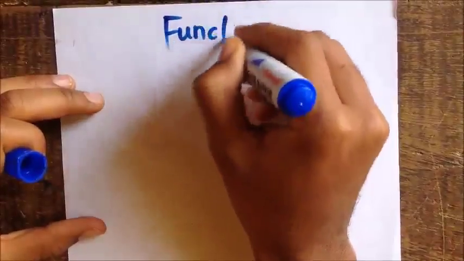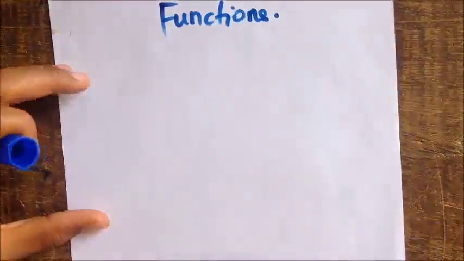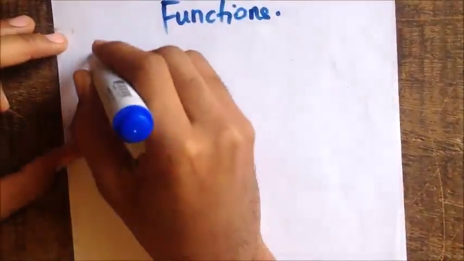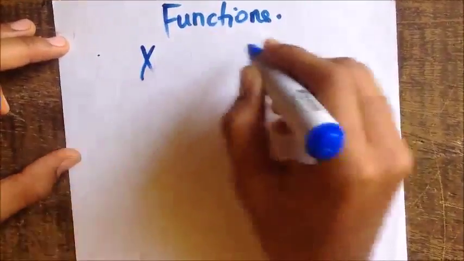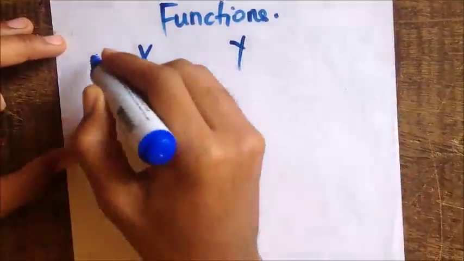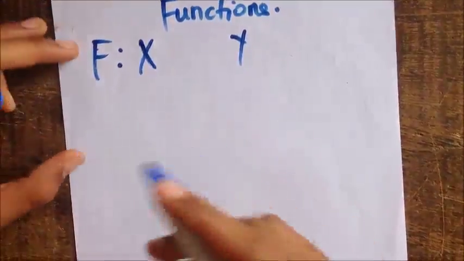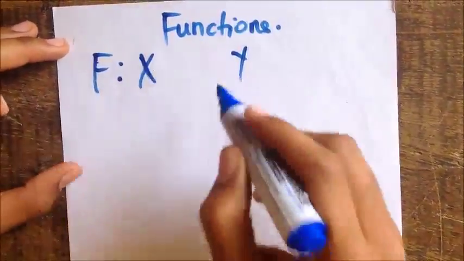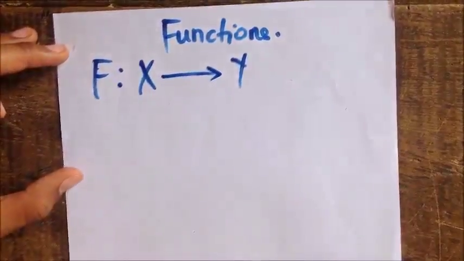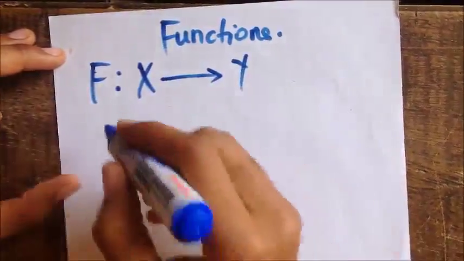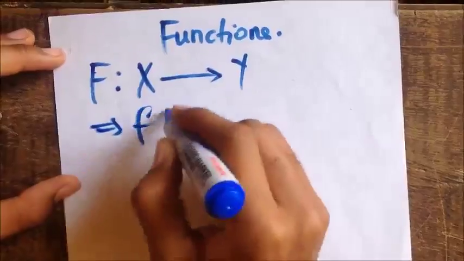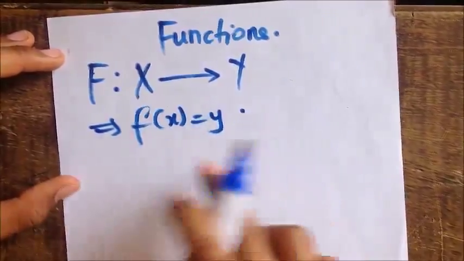So first and foremost, we have to know what functions are. If we have two sets, x and y, a function is a relationship, a rule that assigns for every element of x another element in y. What this is simply saying is that f of x equals y, meaning y is a function of x.